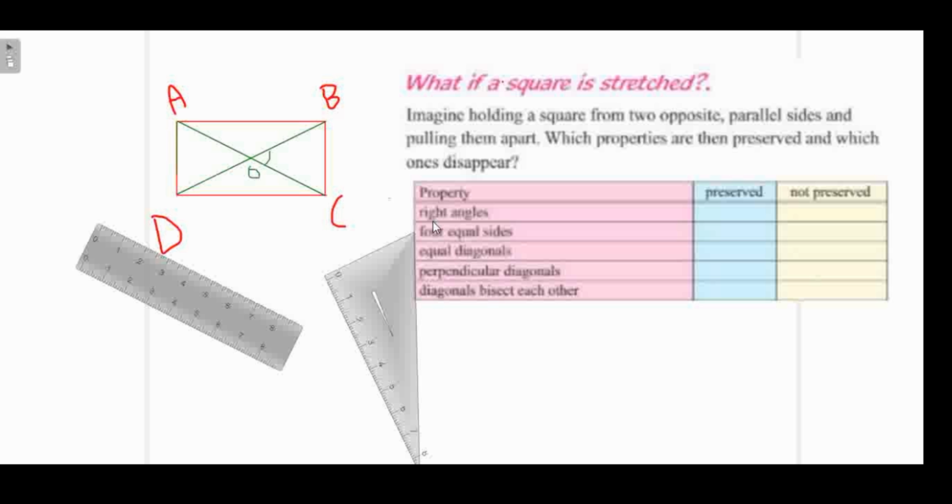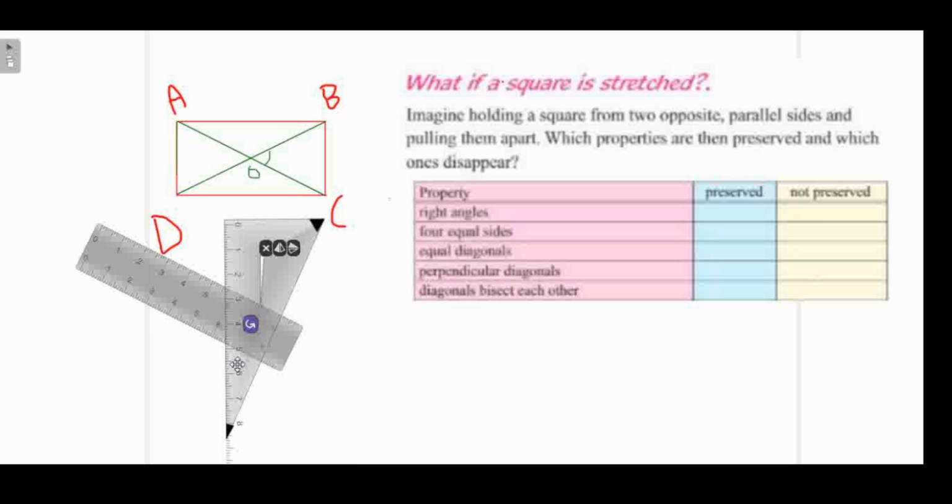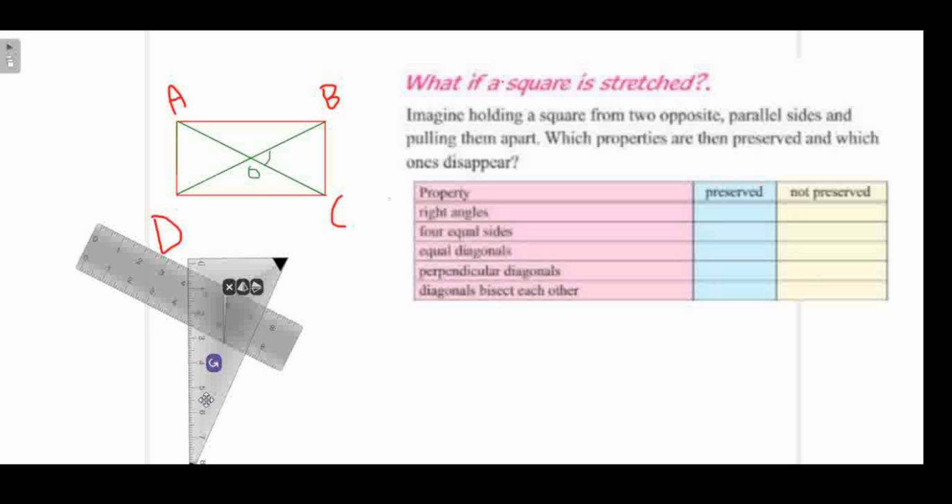The first one, we are going to talk about the right angles. If we stretch a square and it becomes a rectangle, do the angles stay right? I'm going to use a set square and put it, for example, on angle A, and you can see that angle A is still a right angle. You can do the same for angles B, C, and D, and you can see that they are still right angles. So the first property is still preserved: the angles are right.